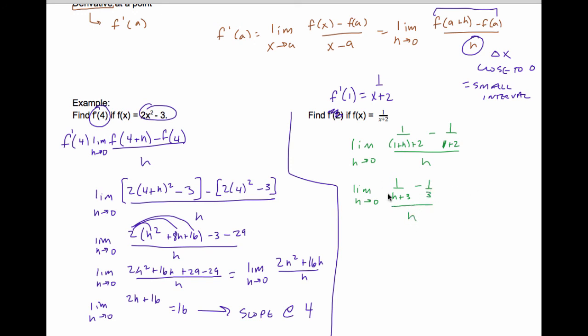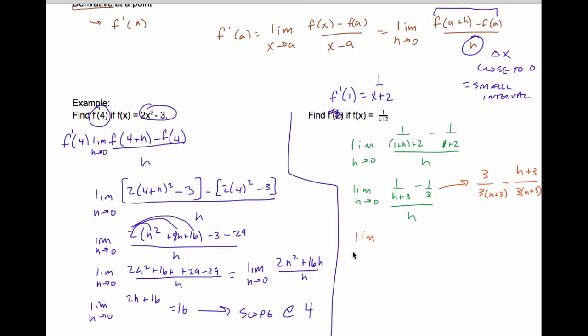If I step to the side here, I've got this fraction minus a fraction, so I need a common denominator. My common denominator is going to be 3 times h plus 3. I multiplied this one by 3, so this is going to be 3 over 3 times h plus 3. This one's going to be h plus 3 over 3 times h plus 3, and I'm subtracting those. That was just a common denominator situation. It's all still over h.